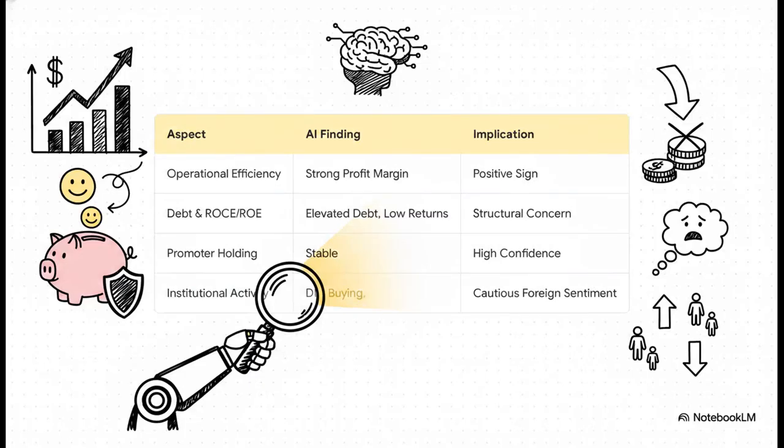And boom, here's the magic. In just seconds, the AI organizes all of that messy data into a super clean table of pros and cons. It sees the good stuff, right, like the strong profit margins, but it also immediately flags the red flags, like the rising debt. And see that point about stable promoter holding? That means the founders and insiders are holding onto their shares, which is a great sign of confidence, but it also notes that foreign investors are selling, which could be a reason for caution. This is exactly the kind of nuanced insight we're looking for.